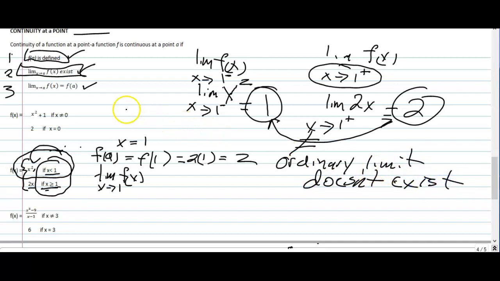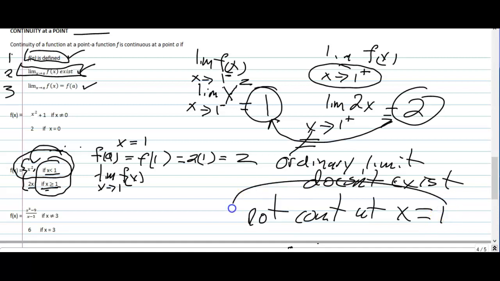So here, condition 2 is not satisfied. If any one of these three conditions is not met, then the function is not continuous at the point x equal to a. So it's not continuous at x equal to 1. If any one of these three conditions is not satisfied, the function fails to be continuous at that point.